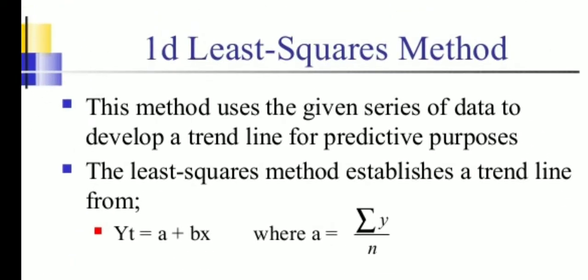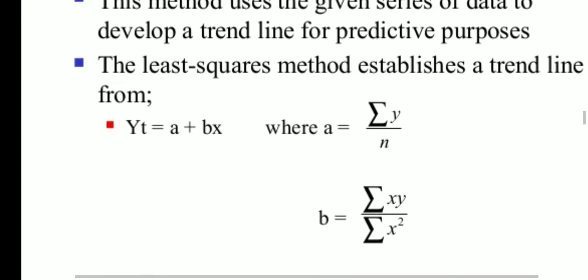Next method is the least square method. You have already learnt it in regression analysis. The same procedure is used here for estimating the trend. This method uses the given series of data to develop a trend line for predictive purposes. The least square method establishes a trend line, that is yt equal to a plus bx, where a equals sum of y divided by n and b equals sum of xy divided by sum of x squared.